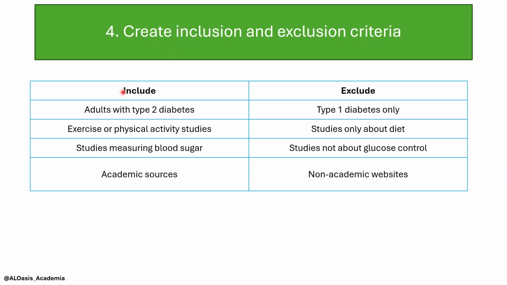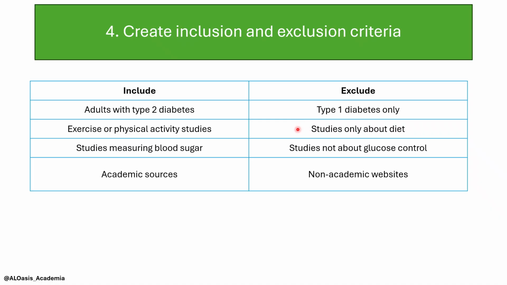For inclusion criteria, you would include any paper that is about type 2 diabetes, including exercise or studying the effect of exercise or physical activity on type 2 diabetes, even if studies are measuring blood glucose in people with type 2 diabetes. And also, for example, you would include any papers that are from academic sources. So this indicates that if a paper is on type 1 diabetes only, then you're going to exclude that paper when you are making your search.